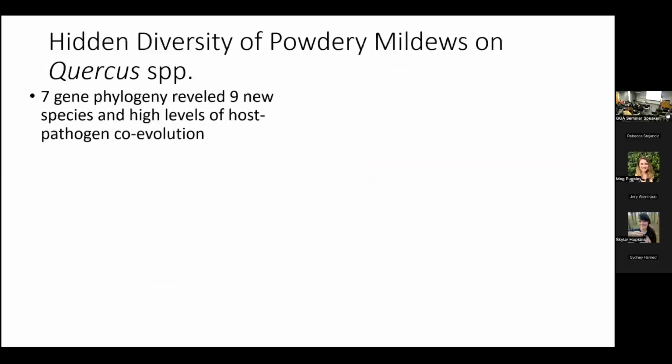Okay, so then I went on to sequence 7 genes. Working with powdery mildews is really hard genetically because you're scraping the fungal material from the leaf. So you're picking up the entire microbiome of the leaf, all the other fungi, all the other bacteria. So we've developed species-specific primers that most of the time only pick up powdery mildew.